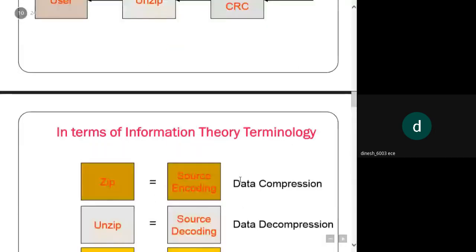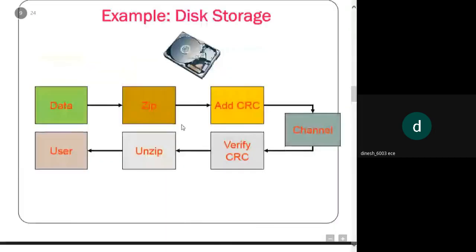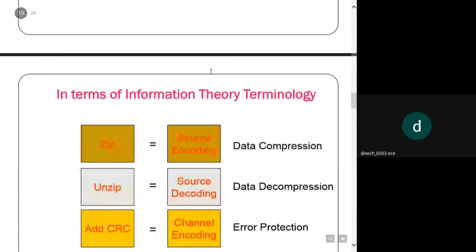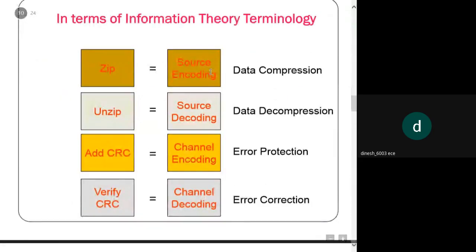So what happens in each and everything, I'm going to explain to you. What happens in the zip, what happens in the CRC, what happens in the unzip, and what happens in the verify CRC. What happens in the zip is that whatever data is accumulated gets condensed or compressed with some ratios. That is the main function of a source encoding technique. In the source decoding technique, it is to be unzipped or decompressed. That is the main objective of source decoding.